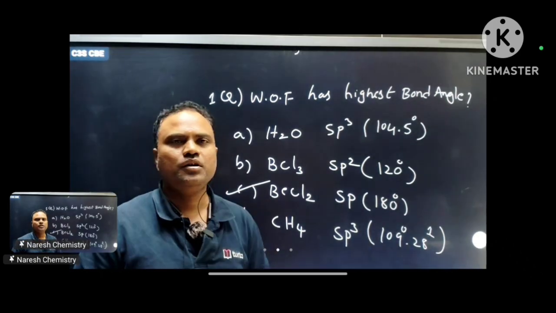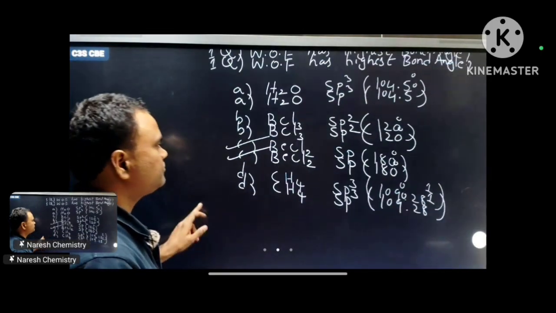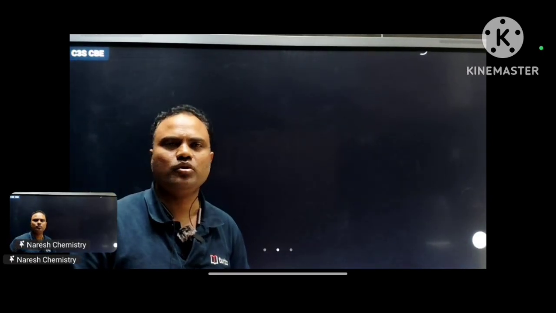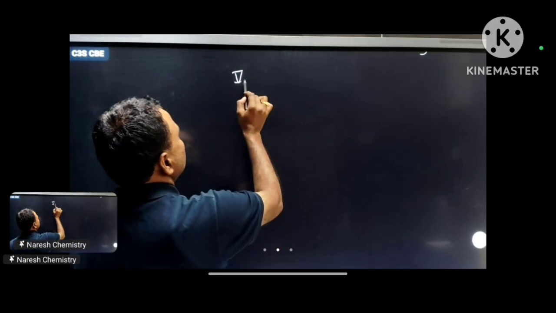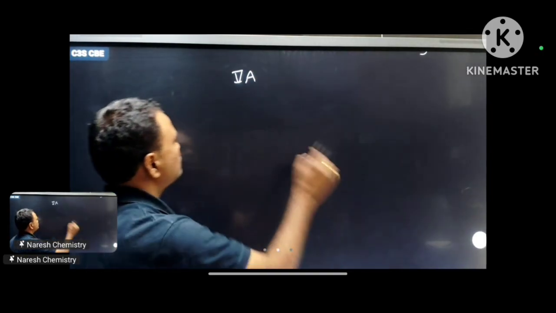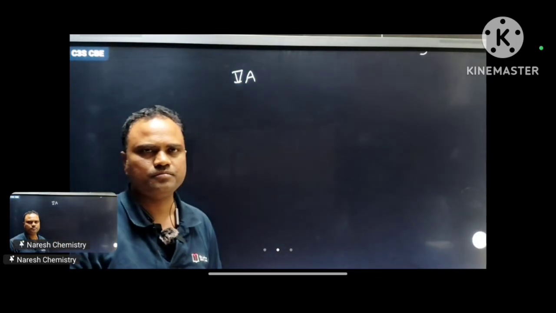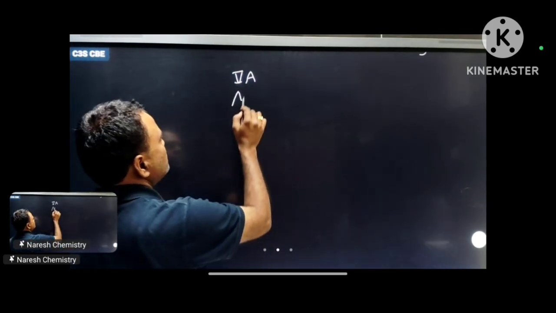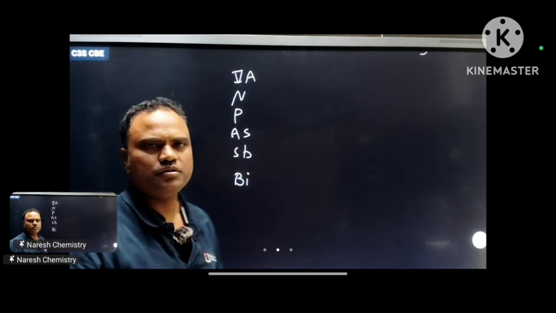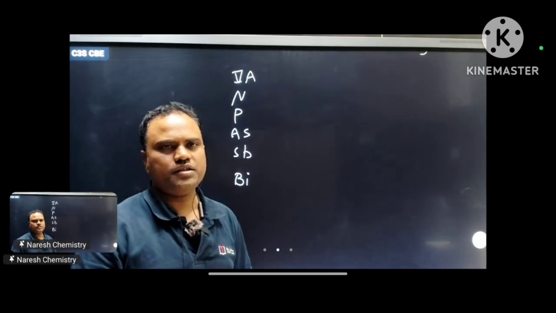Now, let us go with another model. Can you tell me the 5A group elements? I said to memorize the 5A group list, right? Nitrogen, phosphorus, arsenic, antimony, and bismuth. Let us form the hydrides of the group 5 elements.